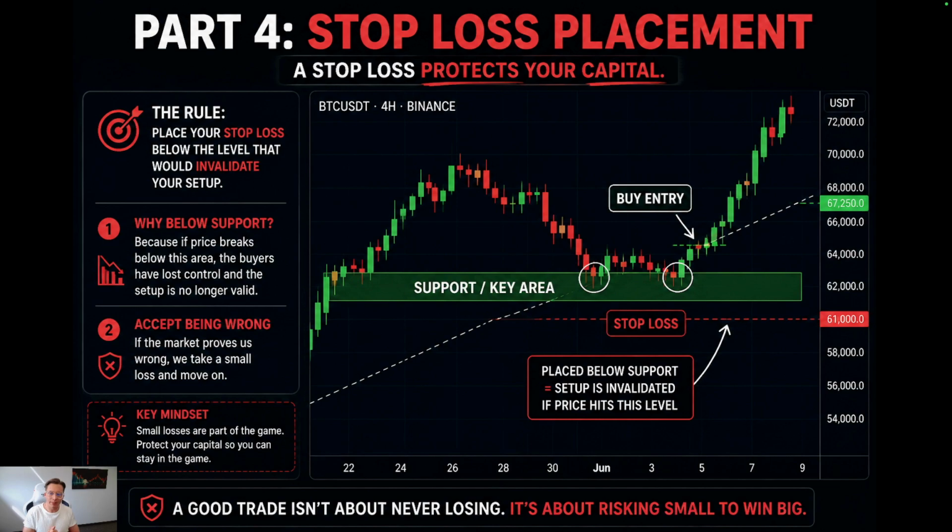And now let's talk about stop loss. This is where traders actually get very, very emotional. A stop loss isn't there to punish you at all. It's actually there to protect your capital. So in our example, the stop loss would go below the support level that we are trading from. Why? Well, because if it breaks below that area, then the setup is no longer valid. And that's perfectly fine. Professional traders don't actually try to avoid these losses. They try to keep them as small as possible.